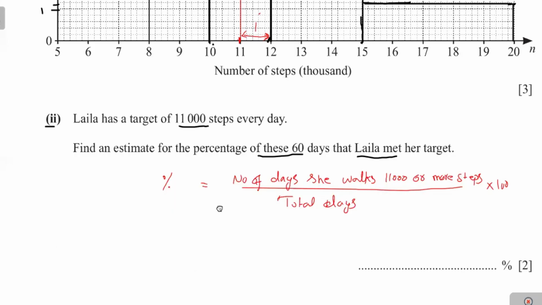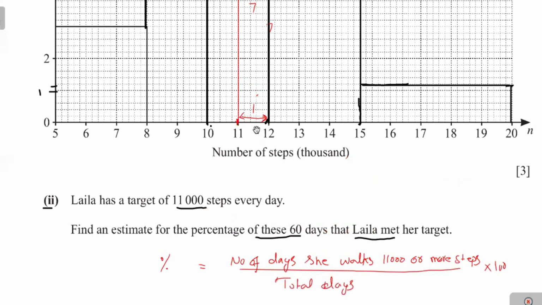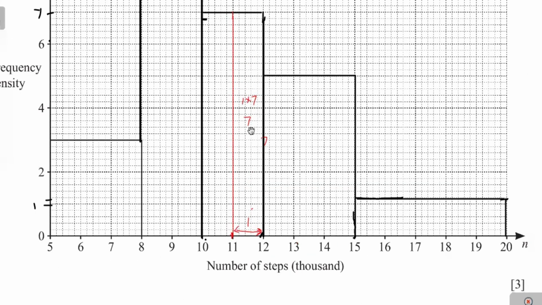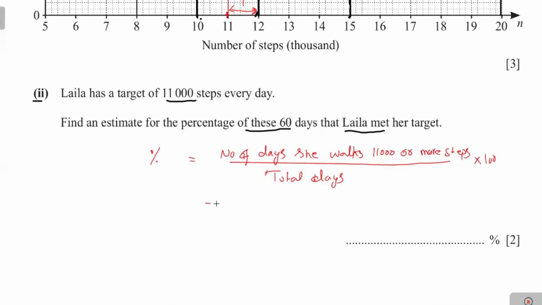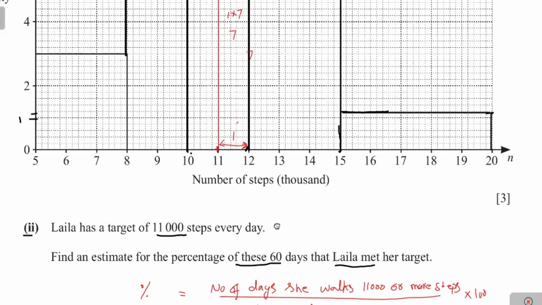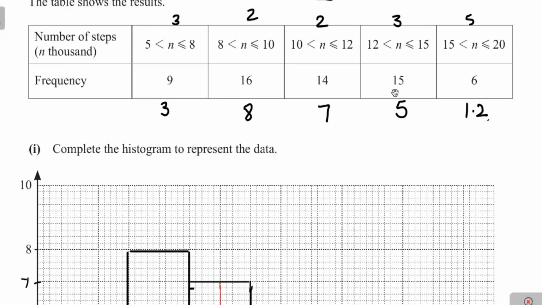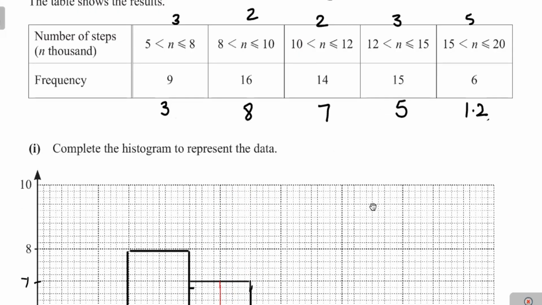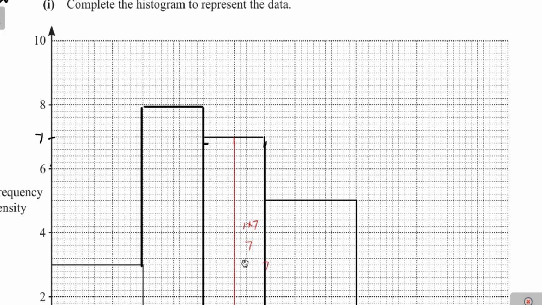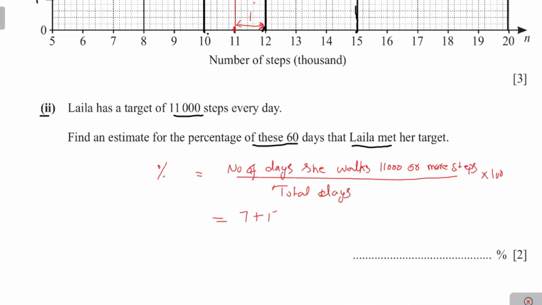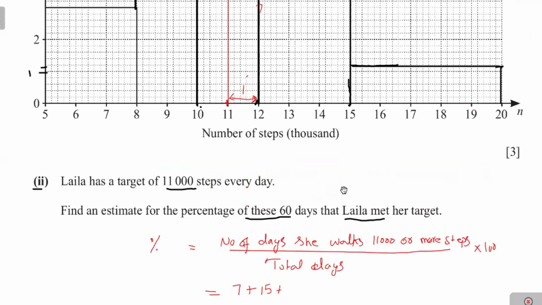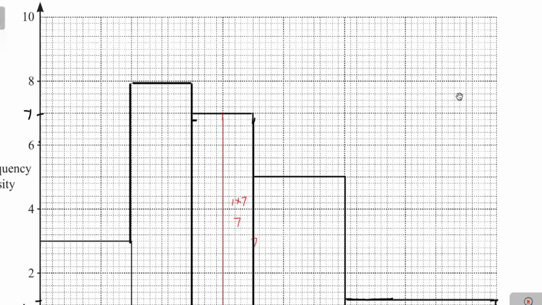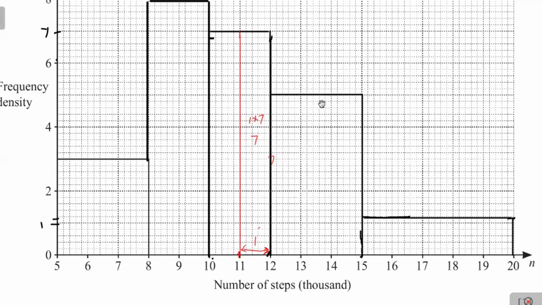Therefore, the number of days she walks 11,000 or more steps: for 11 to 12,000, the number of days here is 7. And next, the number of days she walks 12 to 15,000 steps is 15. And next, the number of days she walks 15 to 20,000 steps, here is 1.2 times 5, and the number of days here is 6.